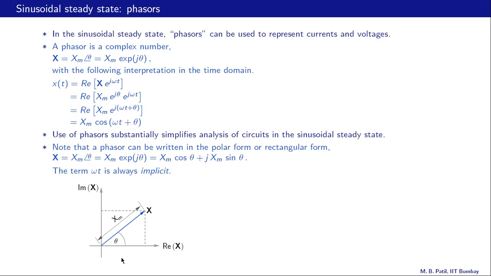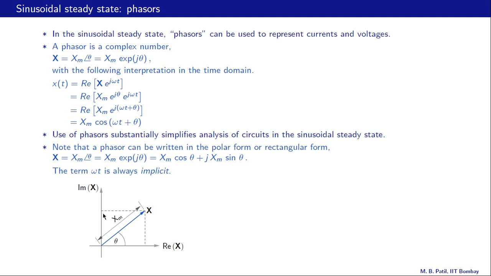This figure shows how the polar and rectangular forms of x can be represented. This axis is the real part of x, which is a complex number. This axis is the imaginary part of x. This is our phasor. It has got a magnitude of xm and angle of theta. Alternatively, we can also write this component, which is the real component of x, and this component, which is the imaginary component of x, and that gives us the rectangular form.